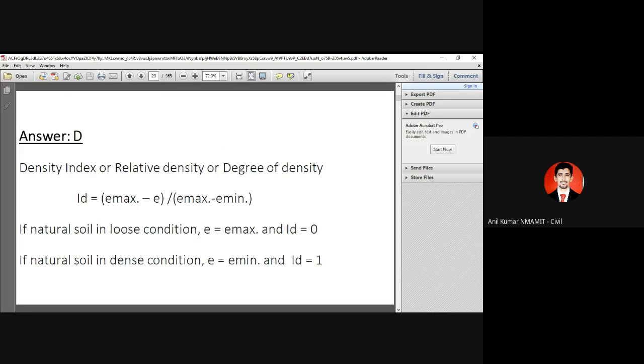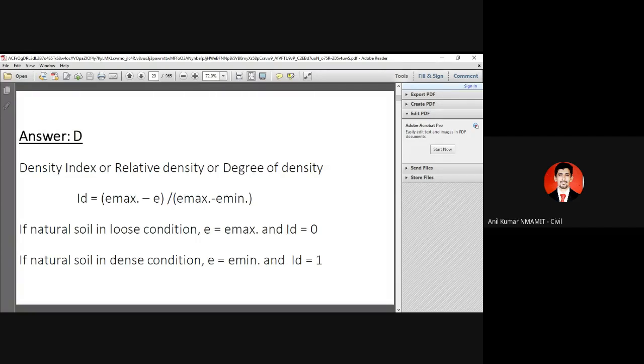Simple. Instead of e, you substitute it as e max. If the natural soil is in the dense condition, your e will become e minimum. So I have some values at the top, right? It will become e max minus e minimum divided by e max minus e minimum. So the entire thing will get cancelled, and it will be 1.